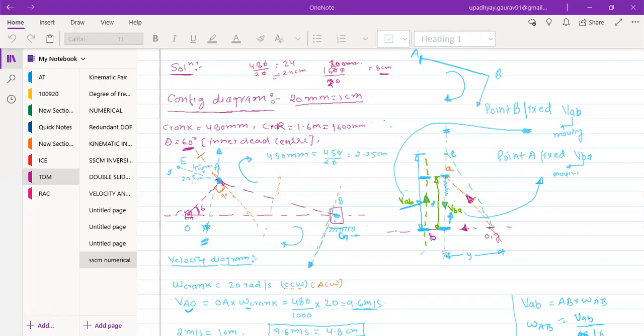So we have discussed the velocity diagram of the single-sided crank mechanism. Today I will discuss another method of analyzing the velocity of any configuration, that is the I center method.